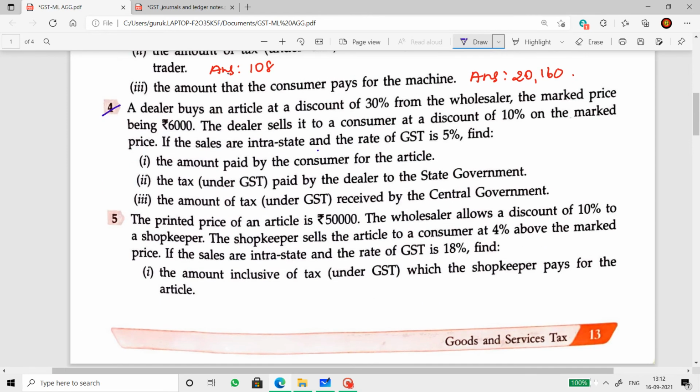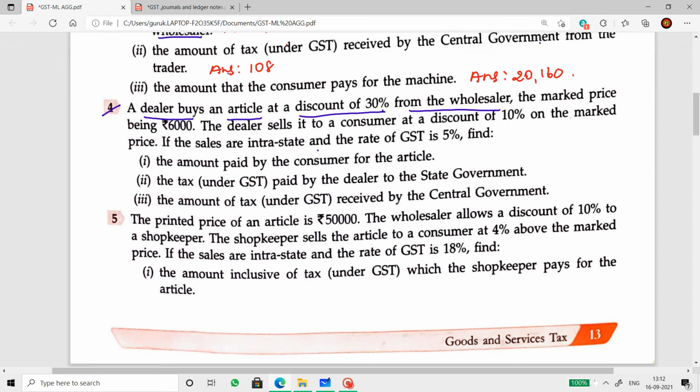According to the class, it is the second question. A dealer buys an article at a discount of 30% from the wholesaler. The marked price is 6,000. So what is this marked price?